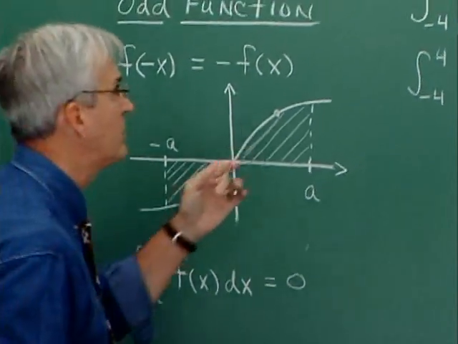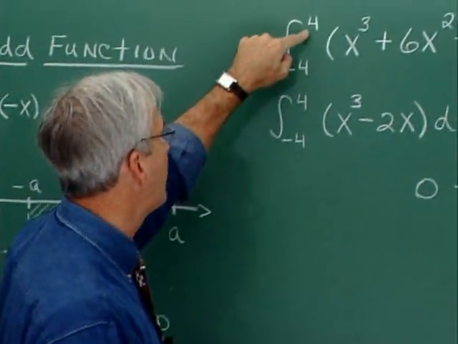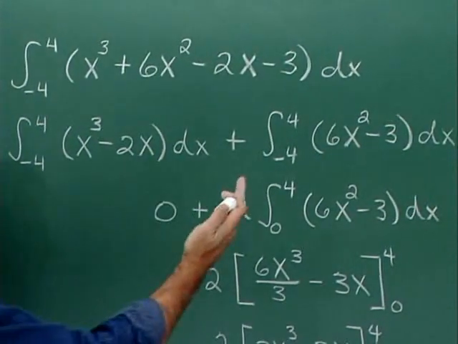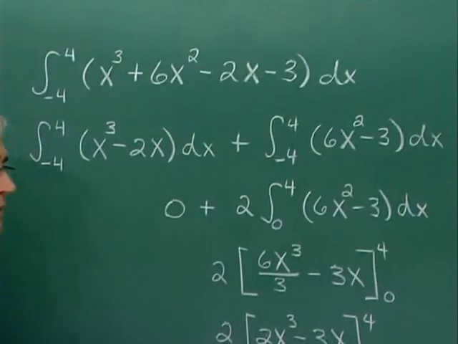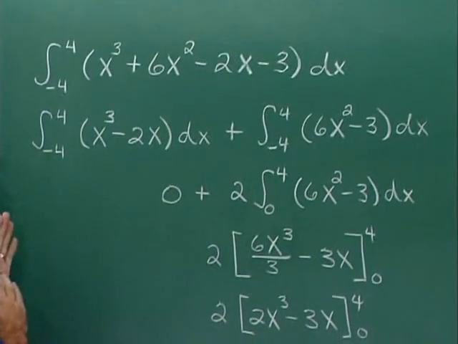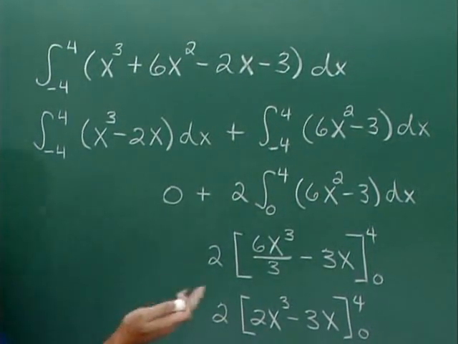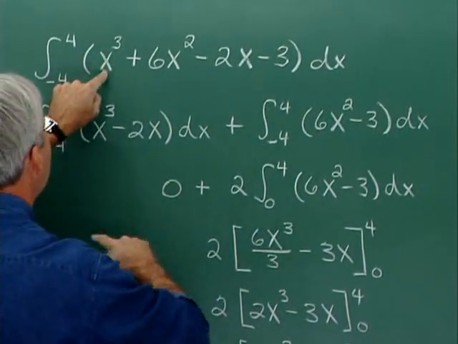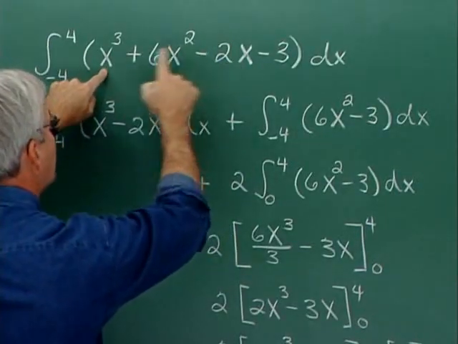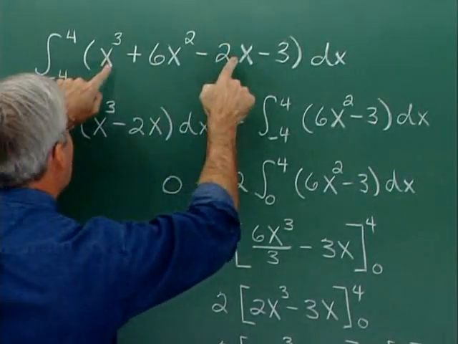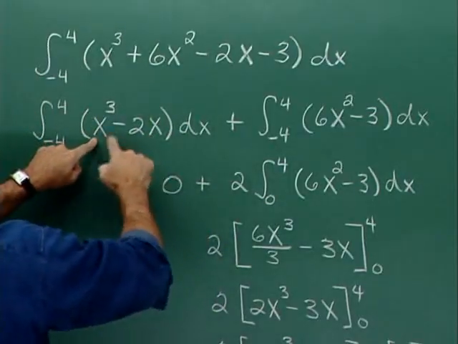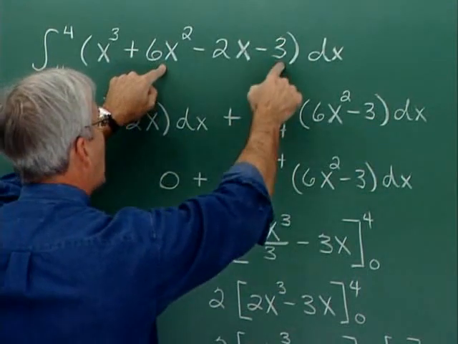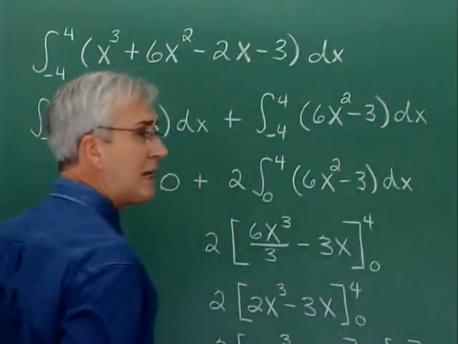Now how is all this helpful? Well, take a look at this situation. We have the integral from negative 4 to 4 of this great big polynomial function. Now, integrating here is not a real big problem, but look at how easy it is if we can recognize even and odd parts. That is, we can separate this expression into even and odd parts. This x cubed minus 2x, once you become familiar with this, you realize that this expression represents an odd function. And the leftover expression, the 6x squared minus 3, represents an even function.